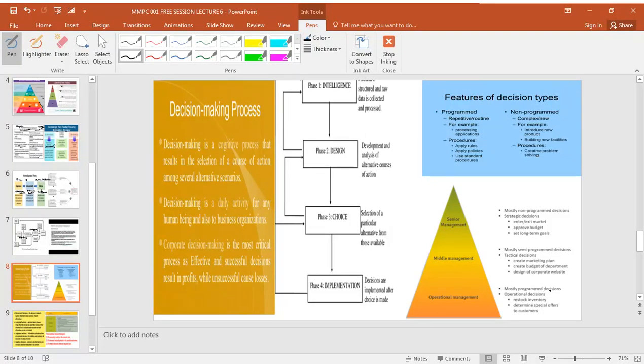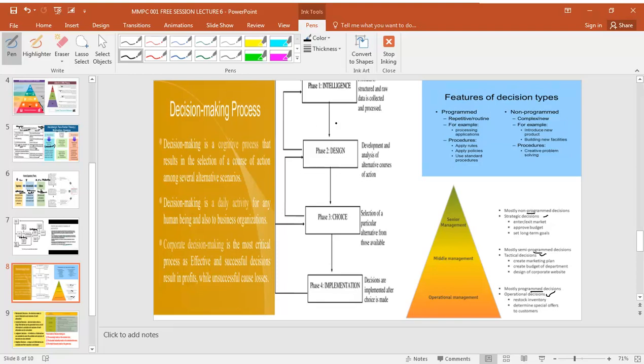At the operational level, we have programmed decisions, but at the middle level, we have semi-programmed ones. At the top level, the senior management level, mostly non-programmed decisions happen, and they are strategic. So we have to remember strategic decision, tactical decision, operational decision. We already discussed in the previous videos these three levels of management and the type of decisions happening at the three levels, right? Okay.